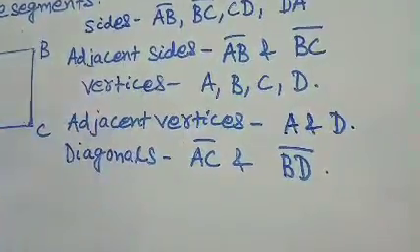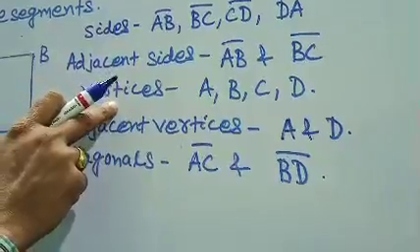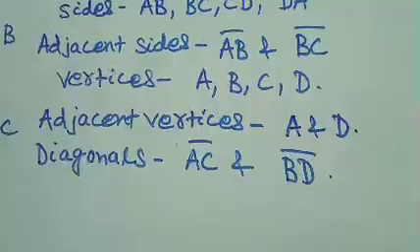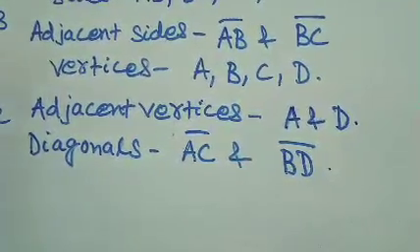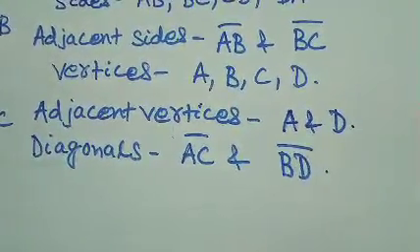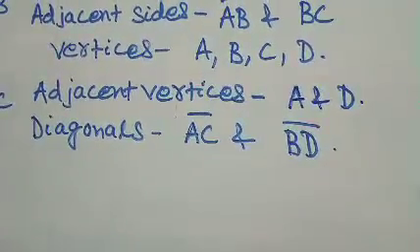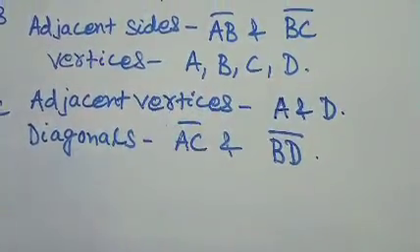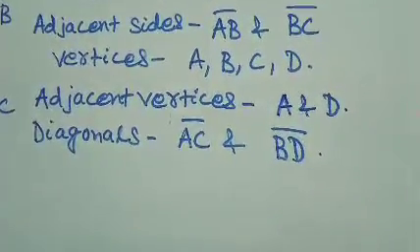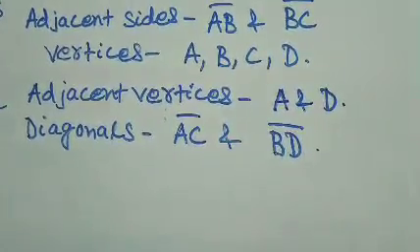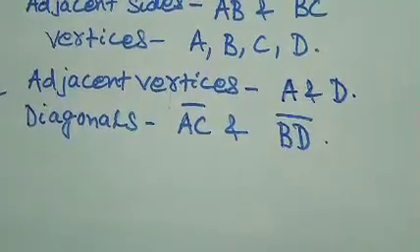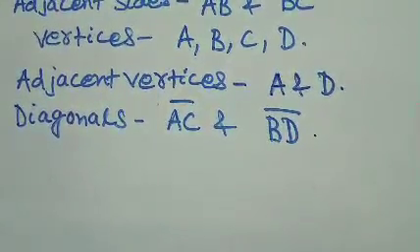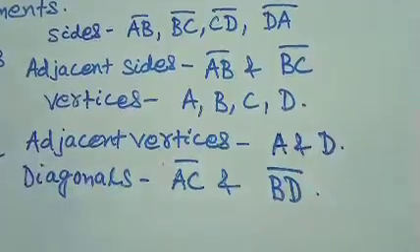Next one is the vertices. The plural form of vertex is vertices. There are 4 vertices in the figure: point A, point B, point C, and point D. Okay, these are called the vertices of the polygon. Next one is the adjacent vertices. Vertex A and vertex D are called the adjacent vertices of the polygon. There may be other names. Here I have taken two names only.